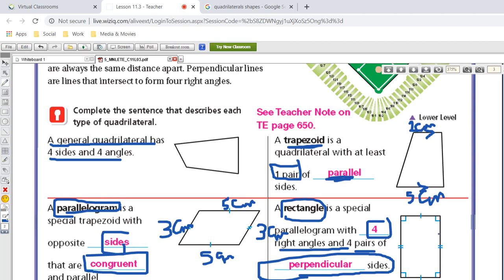Perpendicular means like that. These perpendicular sides make a right angle. These two sides are perpendicular because they make a right angle.